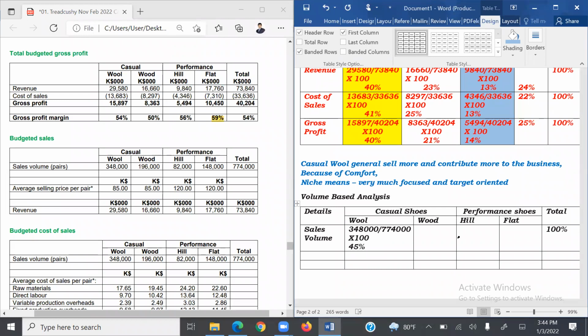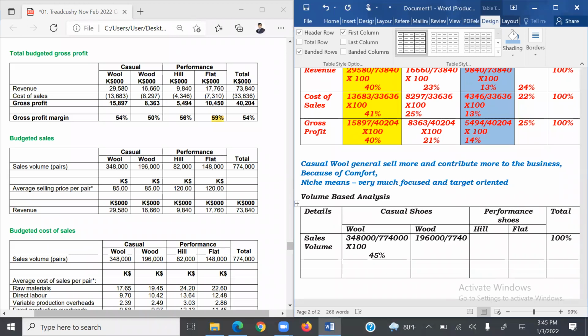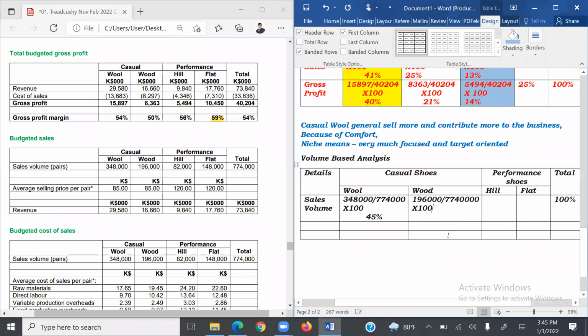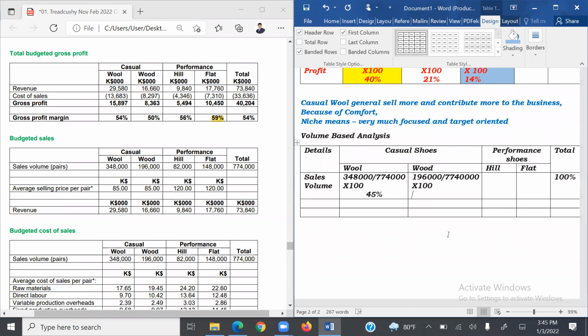45%. So can we do the analysis for the wood also? 196,000 divided by the 744,000 into 100. Let's complete it, students, step by step. Students, can you please tell me what is the analysis? It is 25.3, so 25%. Thank you very much.